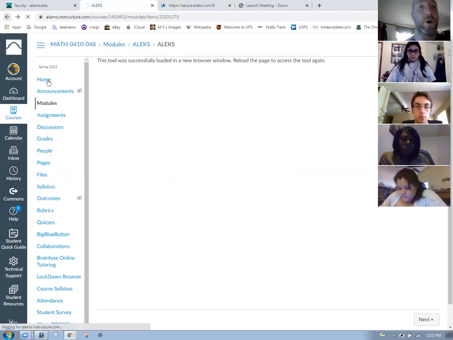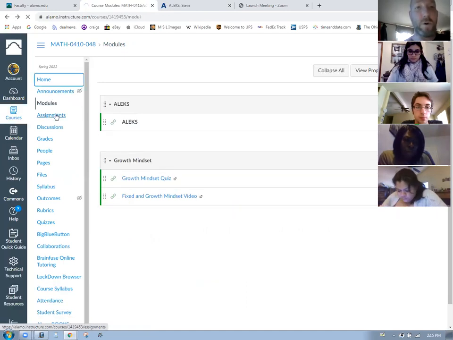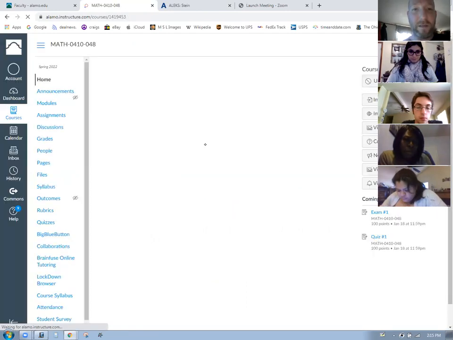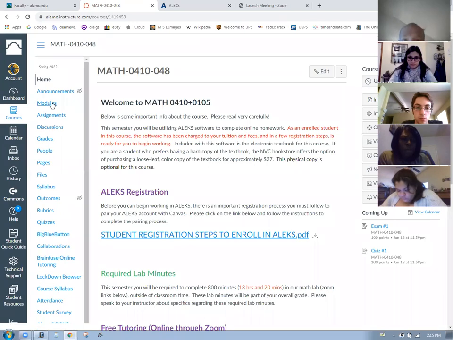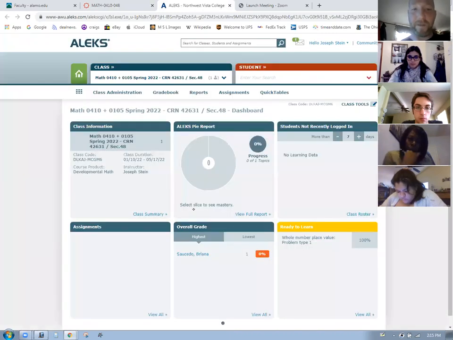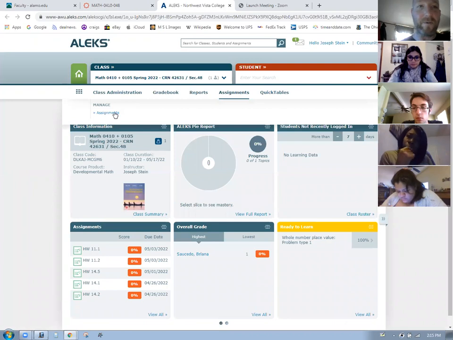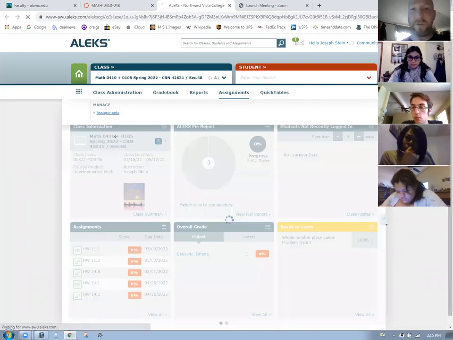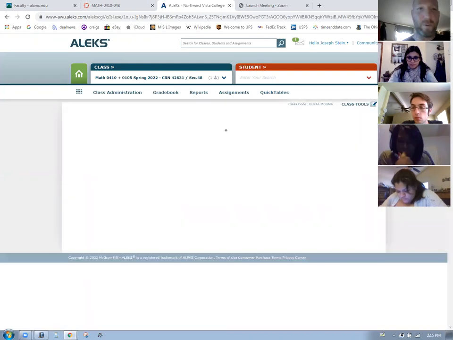Under home. Yeah, you're gonna want to go to home. And then here's the how to register your Alex. Once you're registered, I think you can go to modules here and load Alex. And see, this is what it looks like for me. So y'all do have assignments here that you can start working on. For this week, it's 2.1 and 2.2.